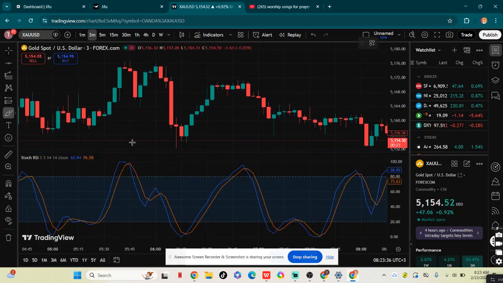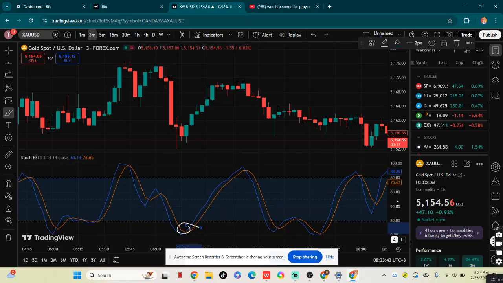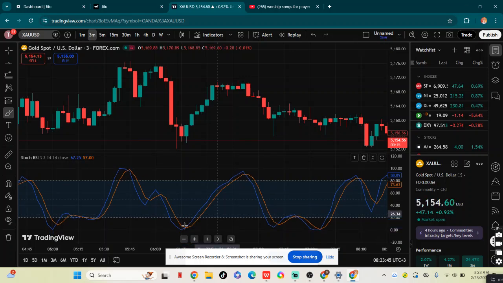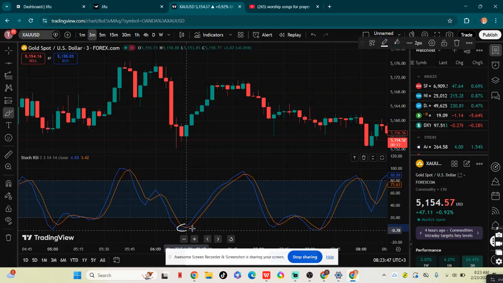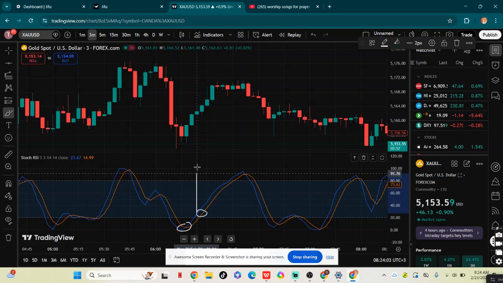When these two lines crossed each other at this level, you can see they crossed at this level. What does it mean? We prepare to take a buy. So when do we buy? When they enter our region here, just a little bit like this, that's when we enter. So our entry would be at this level with this third candle here.